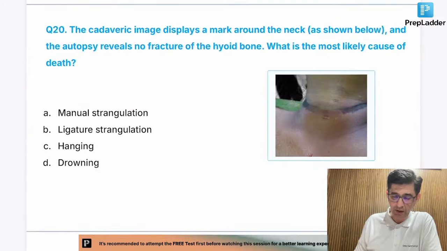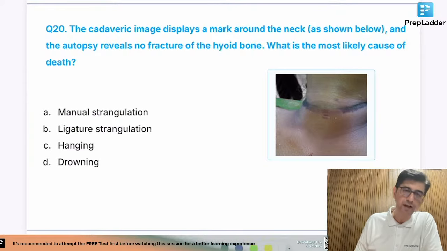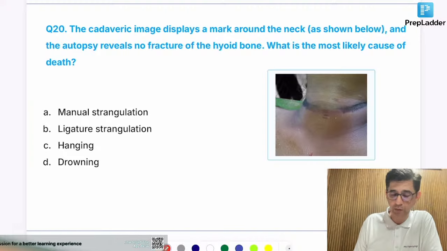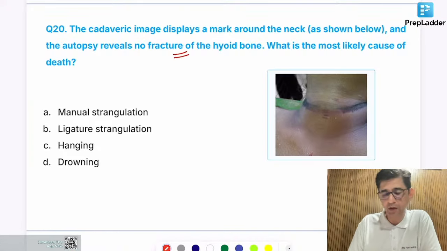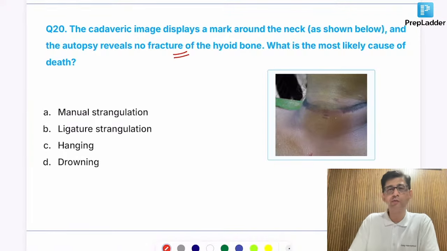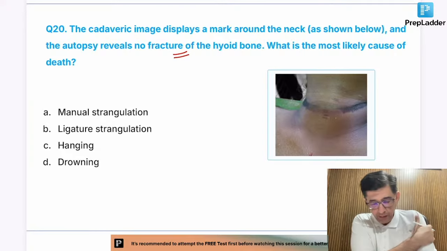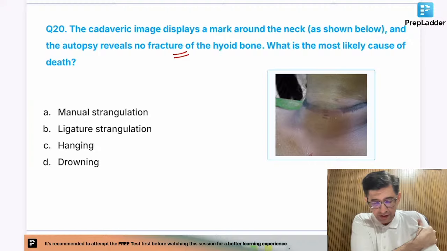Okay, guys. So the next one, I think I've already made it simpler for you by writing that there is no fracture of the hyoid bone. There is a ligature mark on the neck and there is no fracture of the hyoid bone. So in those cases, you can comment here. The diagnosis in this case would be... Yes, guys, waiting for your answers there. I'm getting a B, that is ligature strangulation in this case.